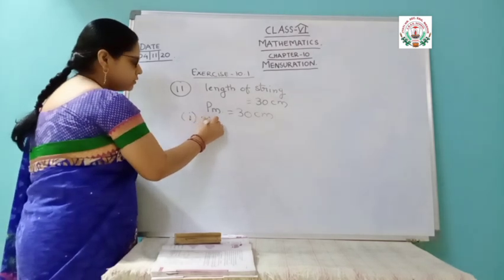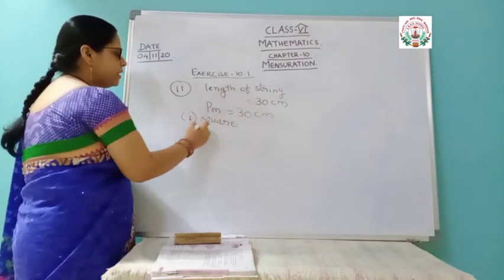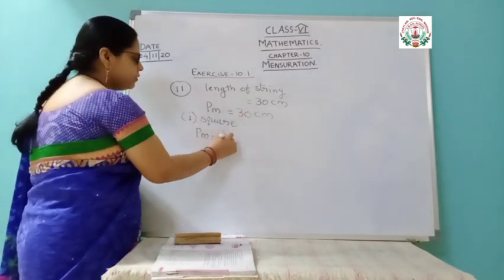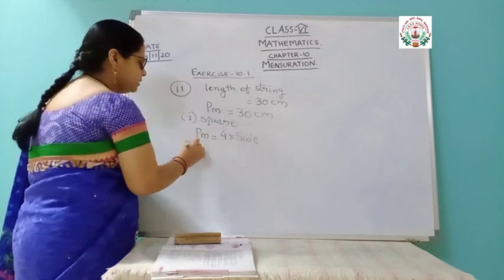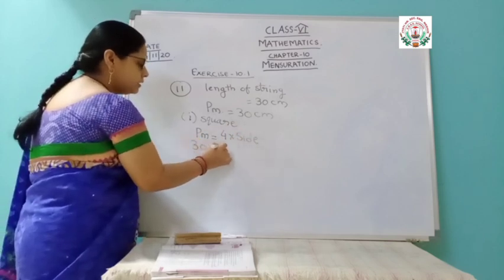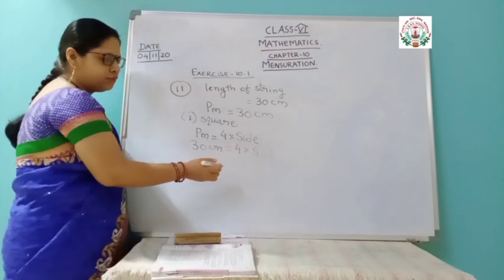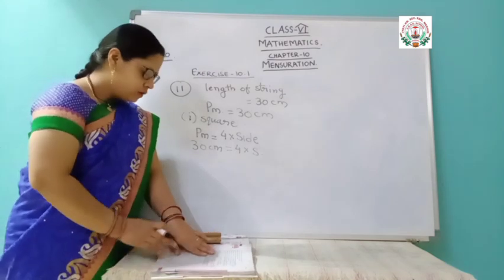Okay, now in the first part what is asked? You are making a square. So perimeter of square is equal to 4 into side. That means 30 centimeter is equal to 4 into side. Side is asked to find. It is just like question number 8. So that you will solve.